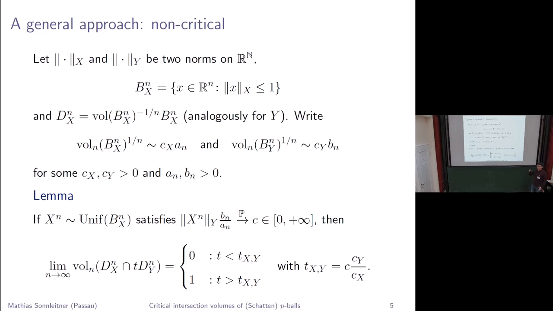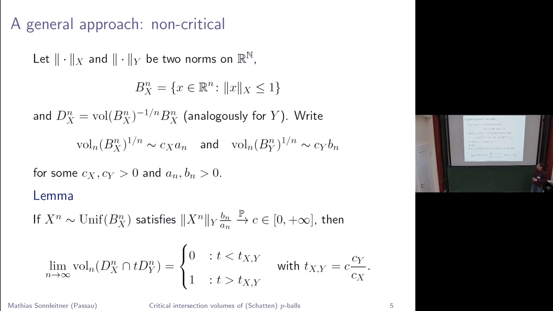And then we have the following helpful result, which connects now probability with this geometry, namely if we have a uniformly distributed random vector in this ball, B_n^X, and if this vector satisfies that in probability, when rescaled with e_n over a_n, that converges to some constant, which may be plus infinity, then the limiting volume of the intersection is zero if t is smaller than a critical value, where this critical value is now constant c times this leading constant divided by this leading constant, and 1 if t is above this value. So this explains the non-critical behavior. So if t is equal to t_XY, we will study this in a moment.